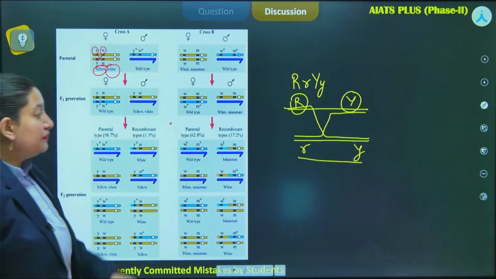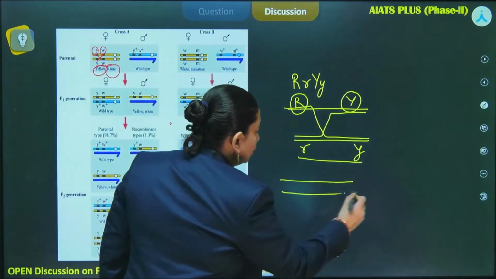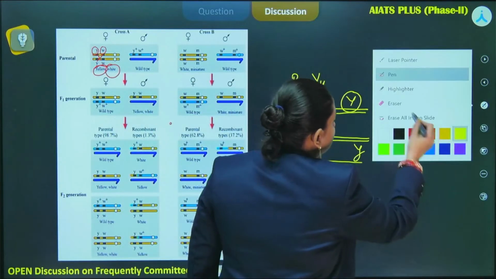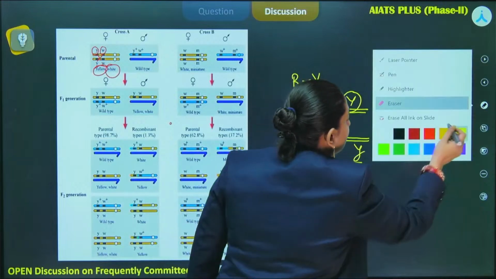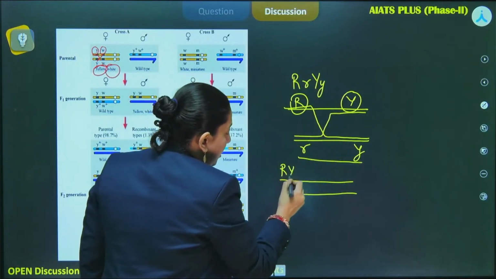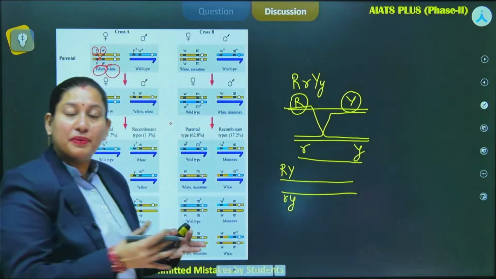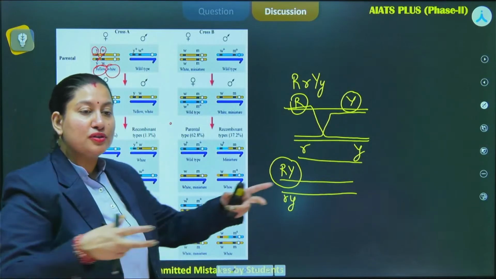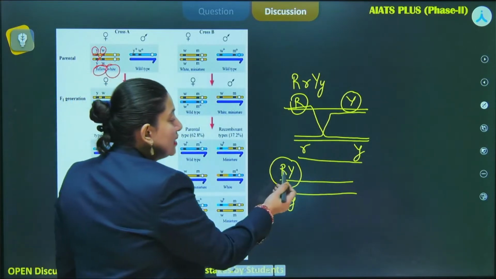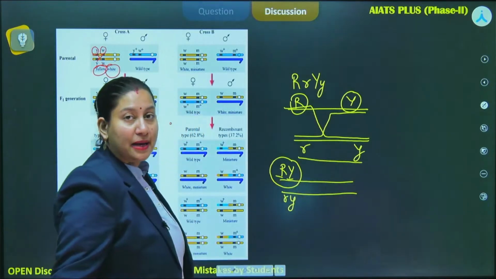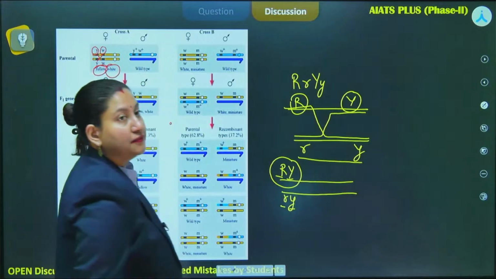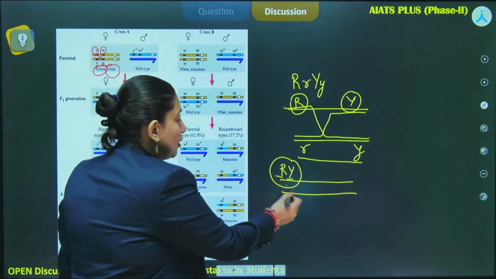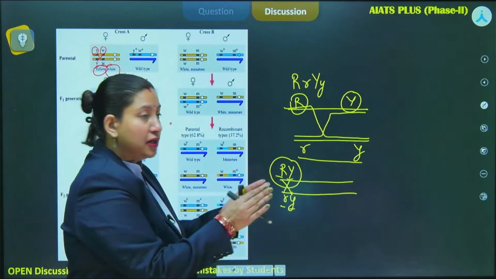But now here, if we see, the genes are placed so close to each other. Let's understand it with this R and Y example. These R and Y are so closely placed that, if let's suppose 100 events are occurring, 90% of the time this R is going to assert itself with capital Y, and this R is going to assert itself with small y. This segregation is going to occur rarely, because the recombination is not possible here. They are so close to each other.